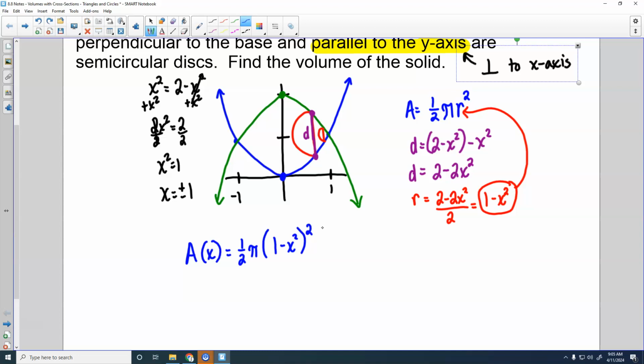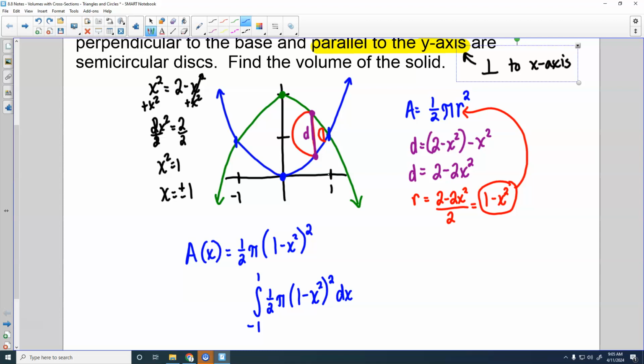And then I need to integrate this. That's the area of one semicircle. I need to integrate this to find the area of all the semicircles added together. So I'm going to take that formula, 1/2 pi (1 minus x squared) squared. What do my limits need to be when I integrate? -1 to 1. We're looking at the x-axis because this is in terms of x. So that's from right here at -1 to right here at +1. If it were y, what would we have to do?